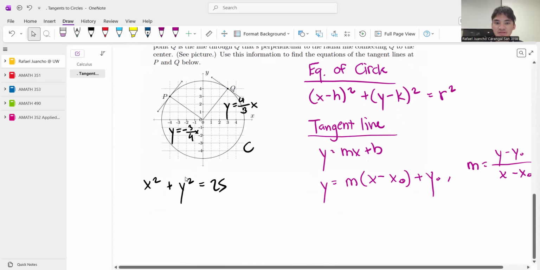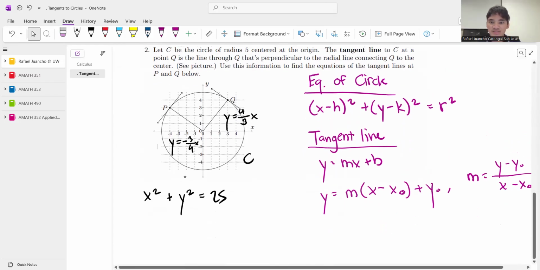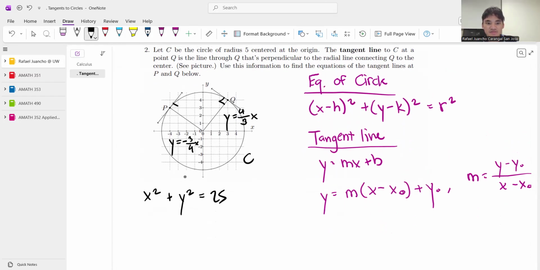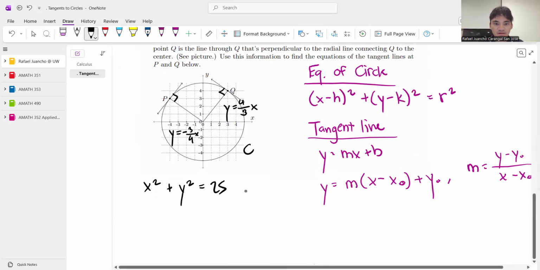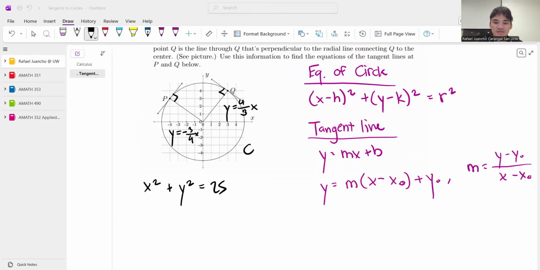Well, let's remember that, and it says here, right? These are perpendicular, meaning both lines form 90 degrees. This line and this line will form 90 degrees. This line and this line will form 90 degrees. Okay, so let's figure it out. How do we find P and Q? Okay, how will we do that?